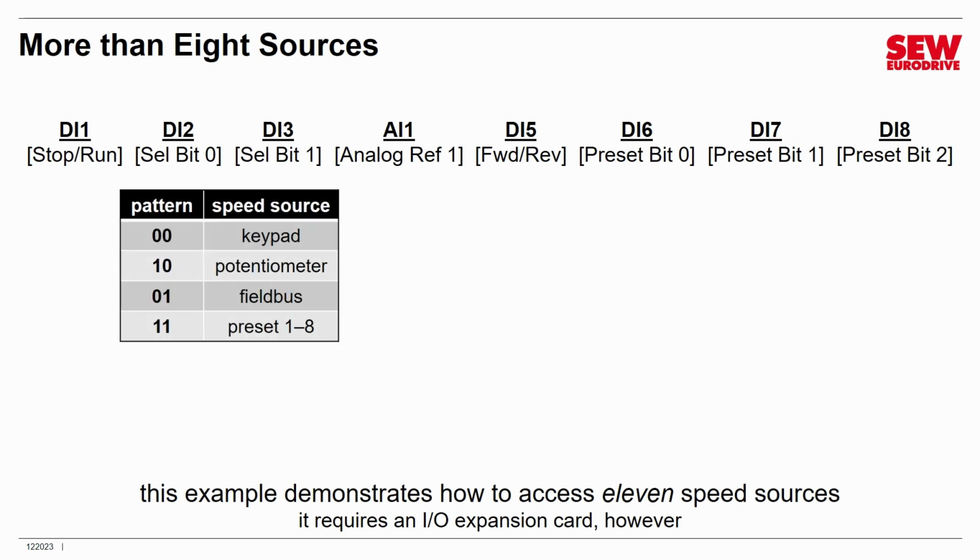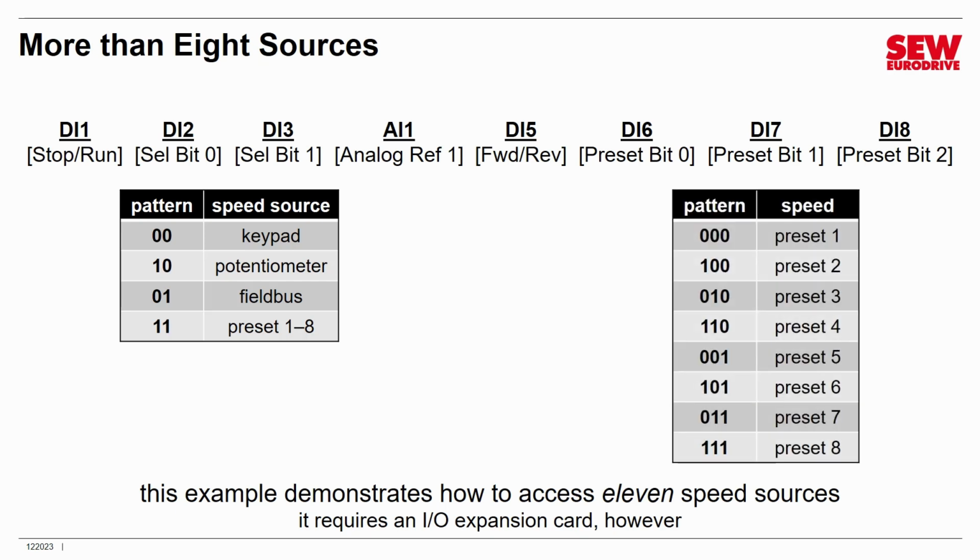So here's what we're going to do. If we put these patterns in here, 0, 0, 1, 0, 0, 1, 1, 1, we select between the keypad, the potentiometer, the field bus, and one of our presets 1 through 8. And if we activate that option 1, 1, presets 1 through 8, then the pattern presented on digital input 6, 7, and 8 will pick one of our 8 set points. So you can see the patterns for those.